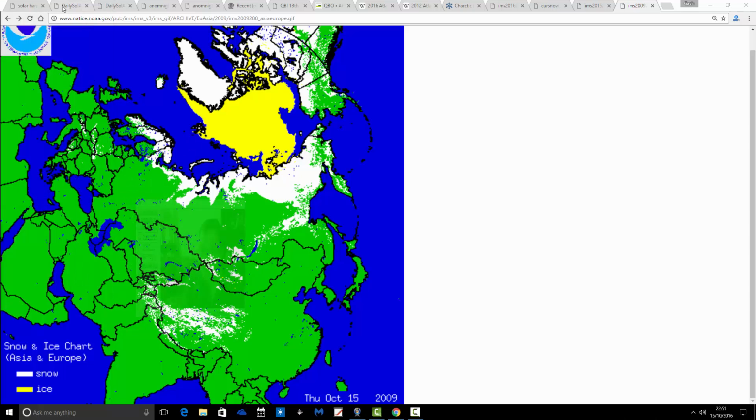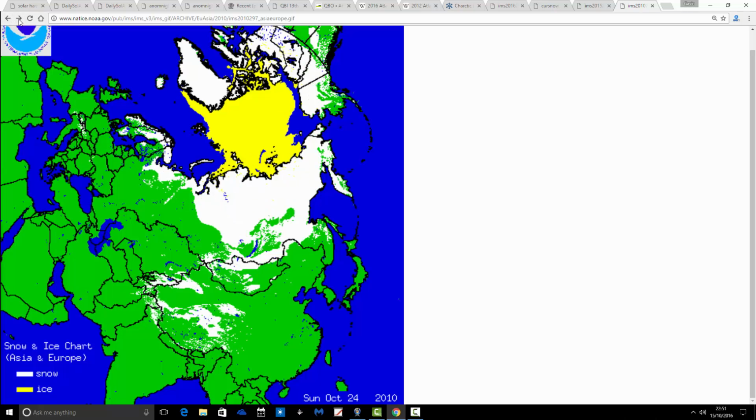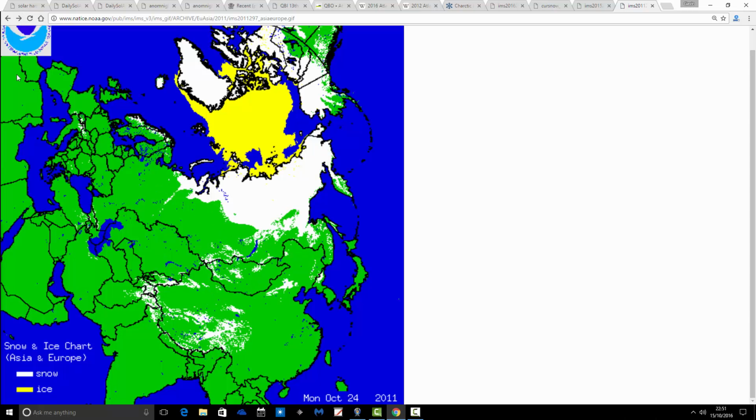So it's Scandinavia that I am particularly interested in when I do these updates, getting snow cover across Scandinavia. We had an early snow cover in 2009, October 2009, before that cold winter of 09. 2010 also had some early snow cover across many parts of Scandinavia. This was 24th of October 2010. You see quite a lot of snow in Scandinavia then.